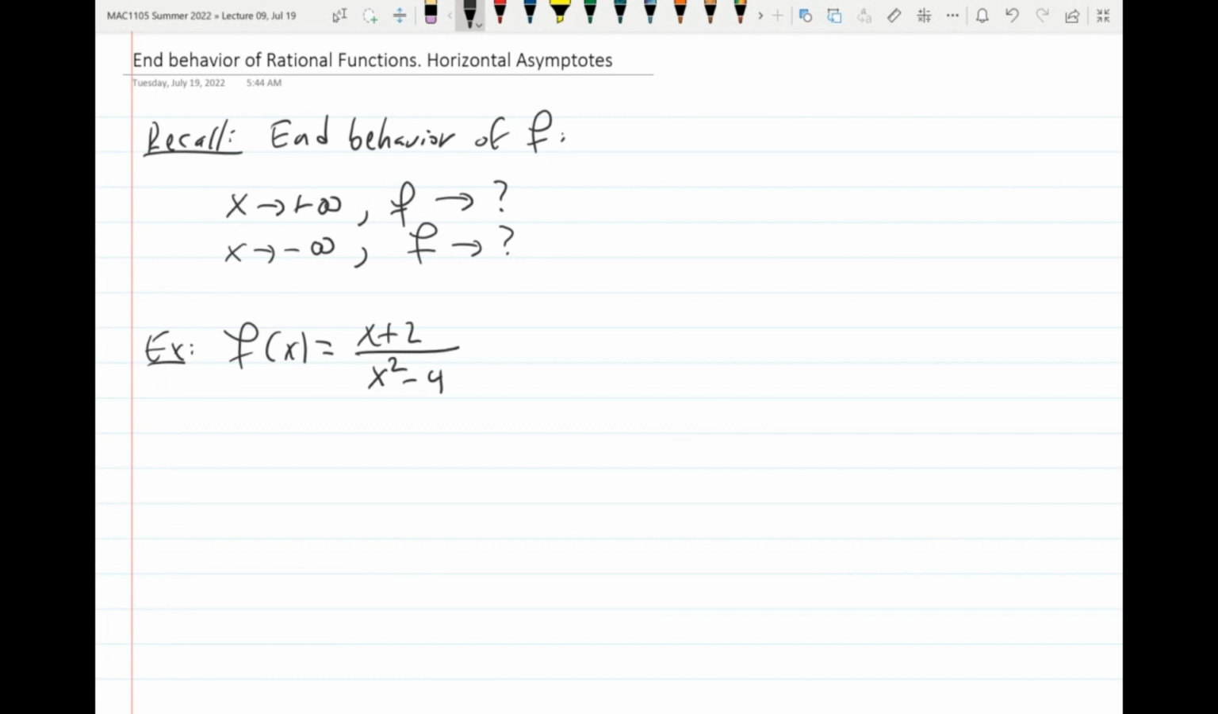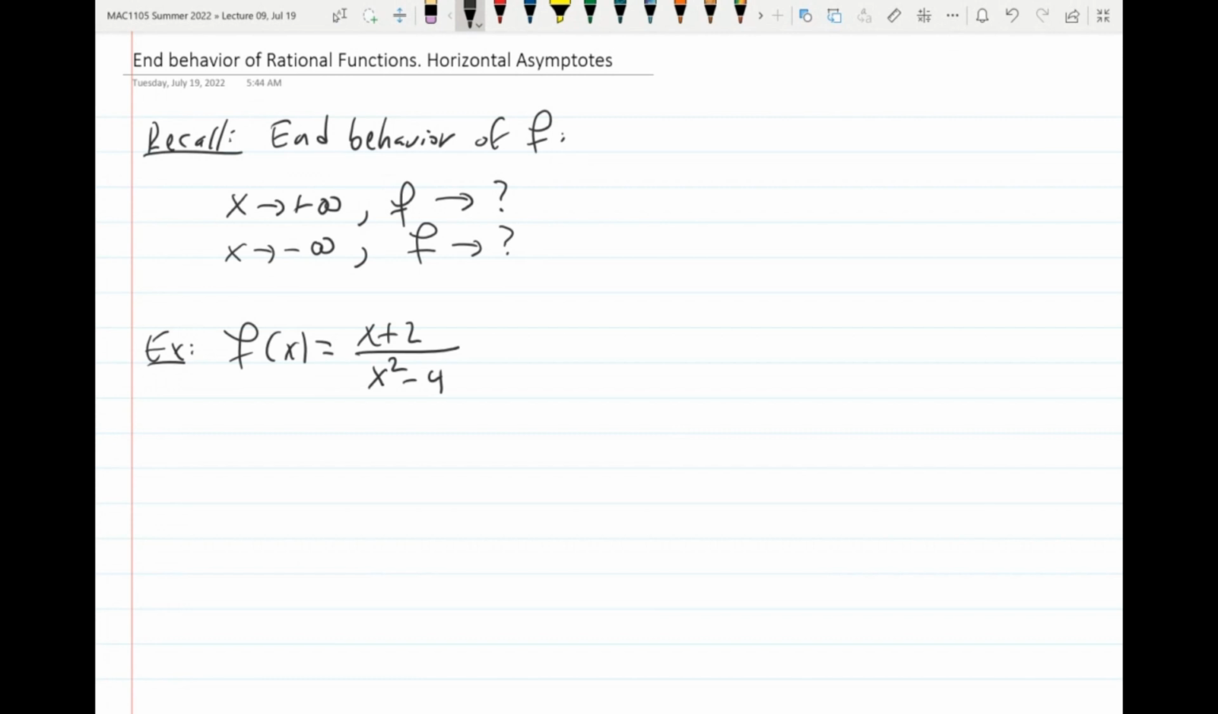Now, the question that we want to ask is, what happens when x is very big or when x is very small? Can anybody tell me what you think is going to happen to the y values of this function when x approaches positive or negative infinity? Say that again. Decrease. Okay, why? Because it's negative.